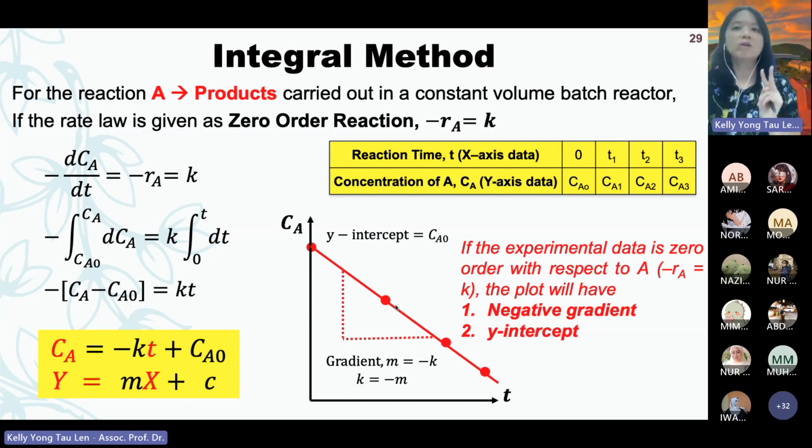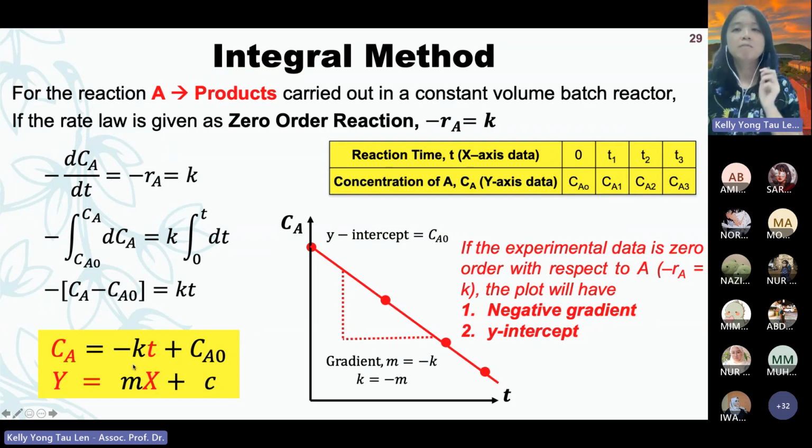Those two requirements are, first of all, the plot you plot must have a negative slope. So let's say you plot CA against time from your experimental data and you get a positive gradient, it means that your reaction is not zero order. It must be a negative gradient, negative slope. You may ask, doctor, why a negative slope? Do you realize that in the equation, in front is minus k. Minus k is equal to the gradient.